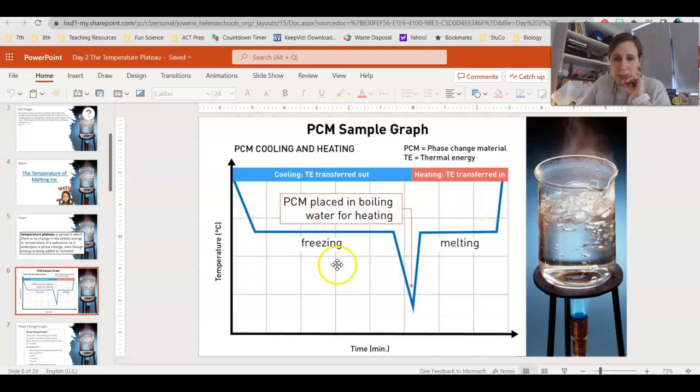So these two represent a freezing temperature plateau and a melting temperature plateau. And you guys can kind of notice that they're both about the same temperature because we're at the same phase change, right? We're either going from solid to liquid or liquid back to solid. Okay, so that should occur around the same temperature.